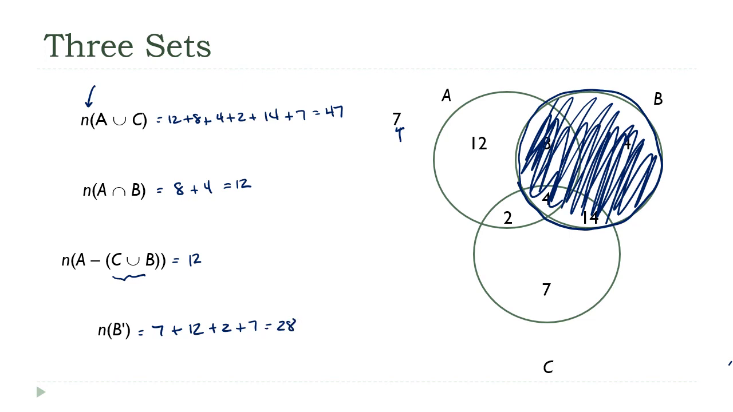So the key thing you need to be looking for here when you're answering these kinds of questions is, what are you being asked for? Are you being asked for the elements, the things that are actually in the different regions, or are you being asked for the size of the different regions?